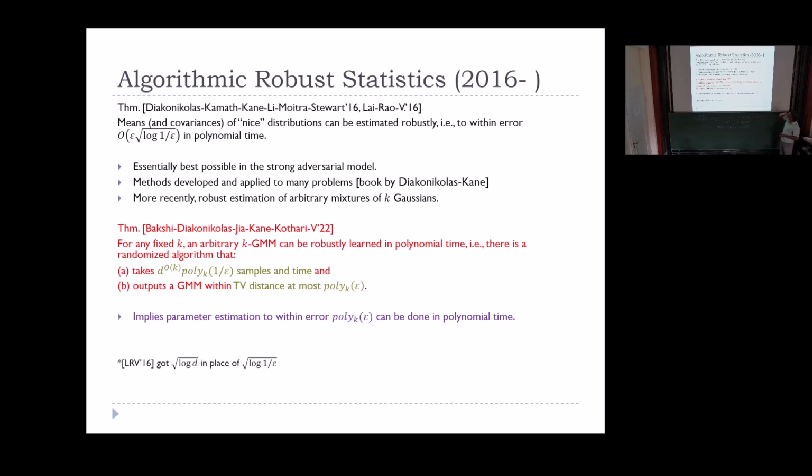So in 2016, there were 2 papers which solved this problem for the basic question about estimating the mean and covariance of a Gaussian with arbitrary noise. And then more recently, in 2022, there is a paper which solves this for a mixture of k arbitrary Gaussians, completely arbitrary Gaussians. They can have 0 covariance in some direction, their mixing weights could be arbitrary and so on, and still you will be able to estimate the mixture of these Gaussians despite epsilon fraction of arbitrary corruptions. Just a quick summary.